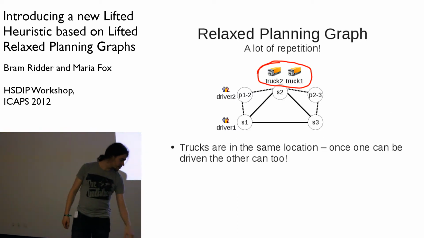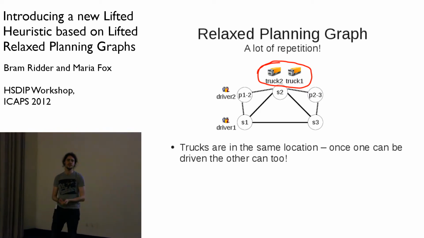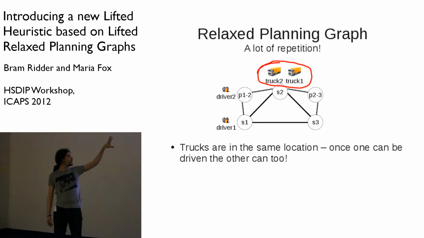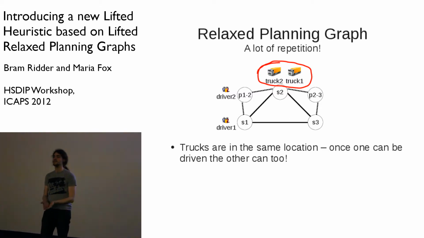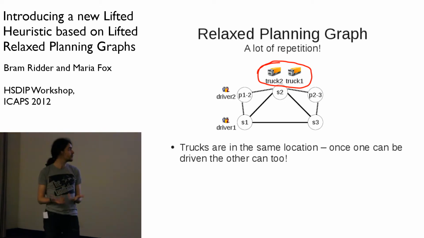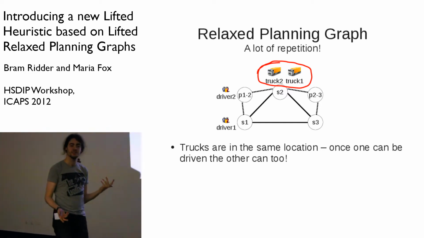But if you look at this particular domain, you see there's a lot of repetition in the relaxed plan. For example, truck 1 and truck 2 start at the same location, so every action applicable to one truck will be applicable to the other truck. There's a lot of overlap from doing the same thing for two objects which are pretty much symmetrical in this case.